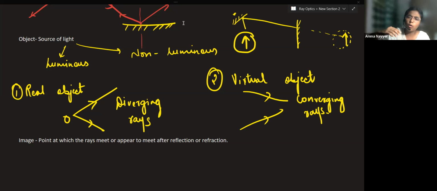That point where all these rays will meet, or where you're able to see the reflection or the object's image, that point you call the image. So it's the point at which the rays appear to meet. It can appear to meet, or it will just meet. Actually, it will meet or it will appear to meet. What is meant by this? See.